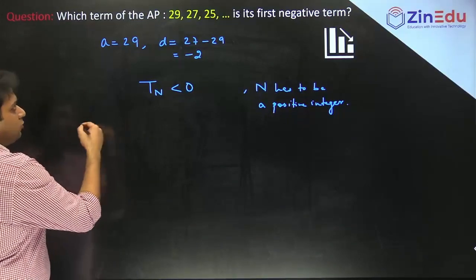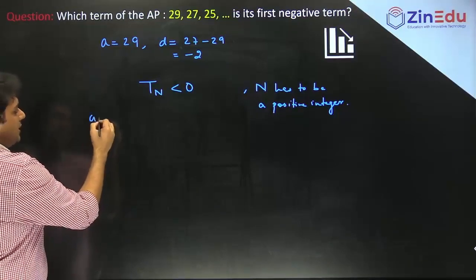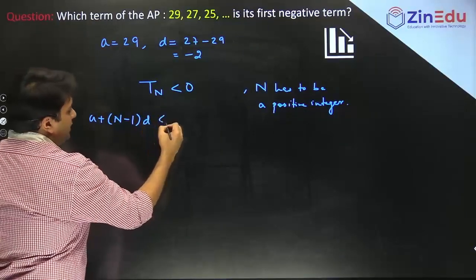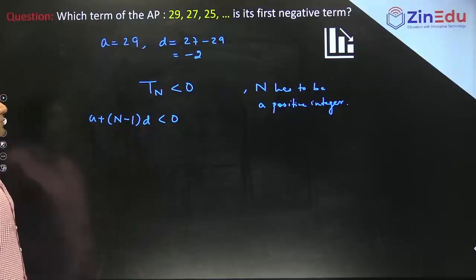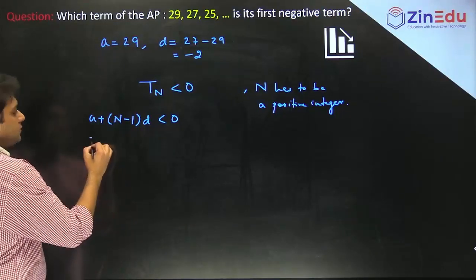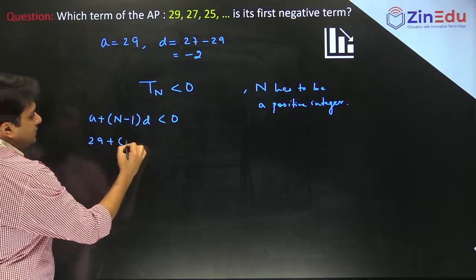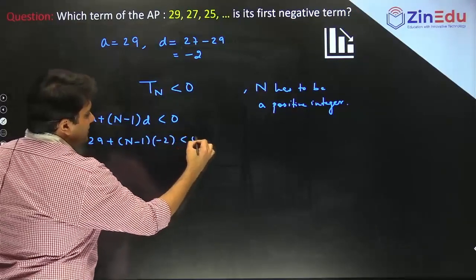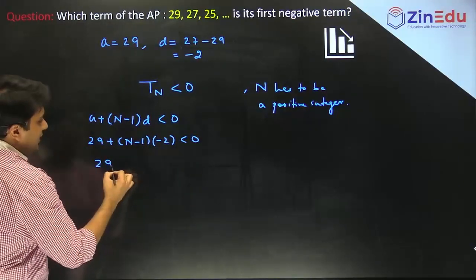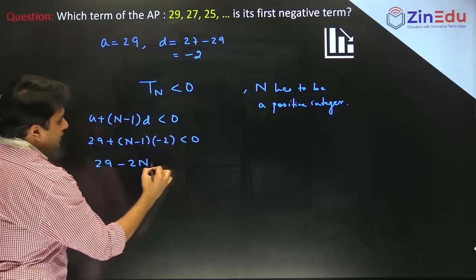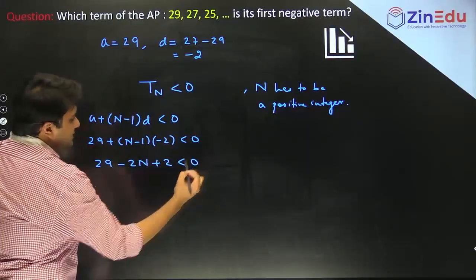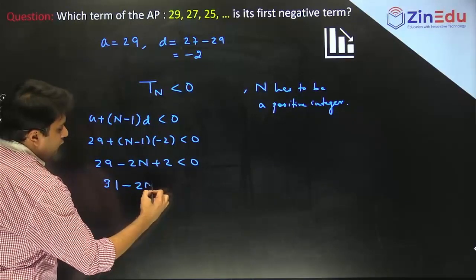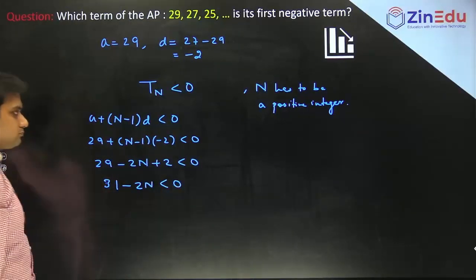So let us write down the formula, that is a plus (n minus 1) into d should be less than 0. Now substitute the values of a and d. So we'll get 29 plus (n minus 1) into minus 2 being less than 0. So we will have 29 minus 2n plus 2 being less than 0. So we will have 31 minus 2n being less than 0.